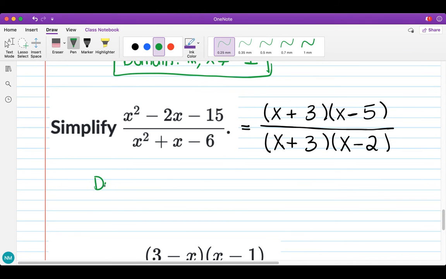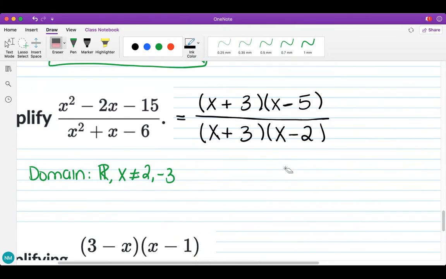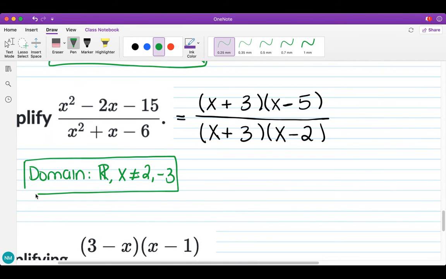Domain: all real numbers. X cannot equal 2 and negative 3. And then what can I cancel out? These x plus 3's. And so I get x minus 5 over x minus 2.